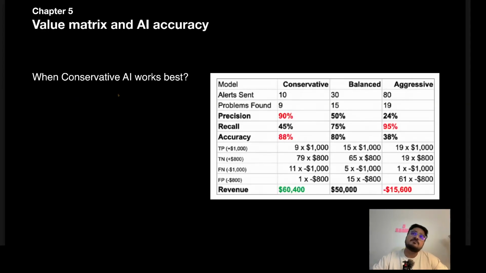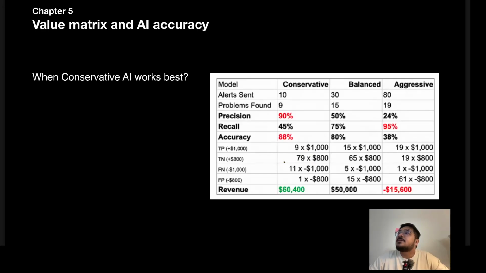Now, when does the conservative AI work best? Now you have to understand, there are 10 alerts and problem found 9. So precision and accuracy were really good, and the recall was 45%. Here, if you see the revenue of all these three models, the 60,400, the best is for the conservative AI. And why? Now you have to understand the mathematics behind this.